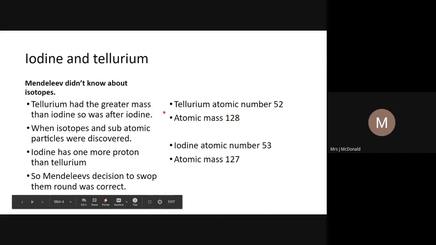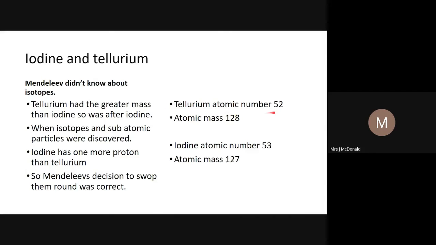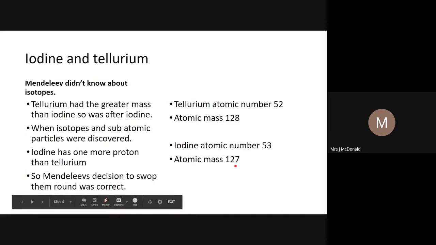And if we look here, we now know that tellurium has an atomic number of 52, even though its mass is 128. But it comes before iodine with an atomic number of 53, but a much lower mass of 127.